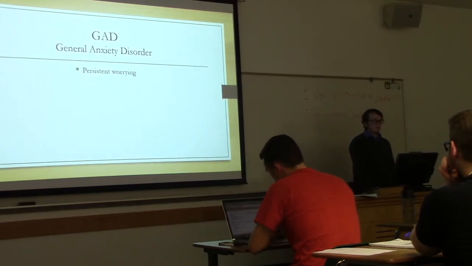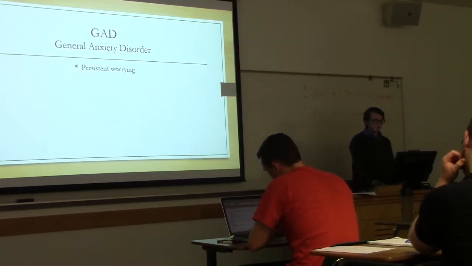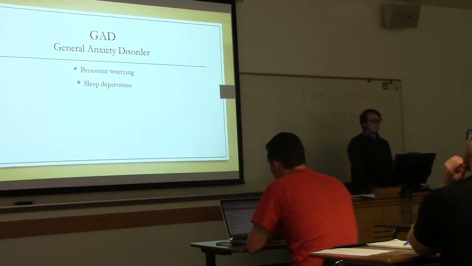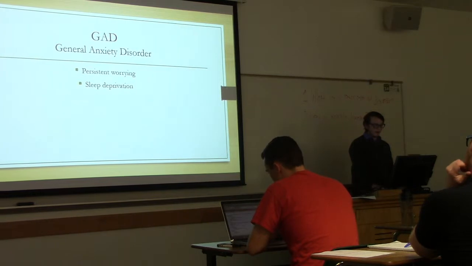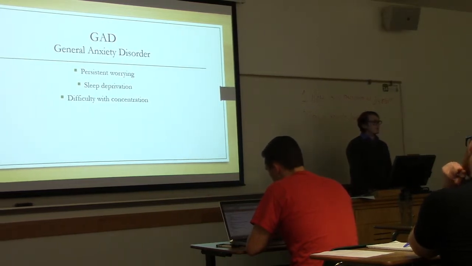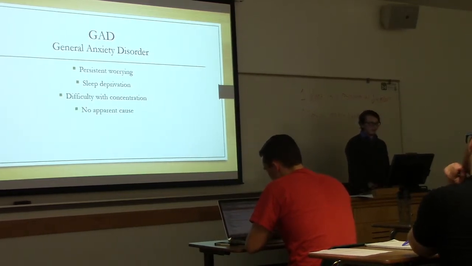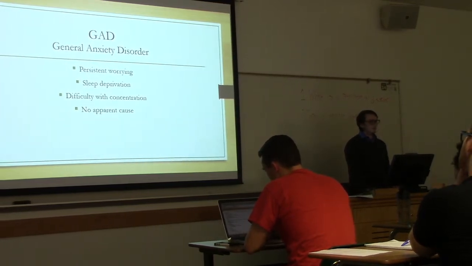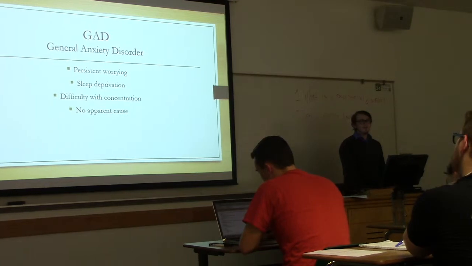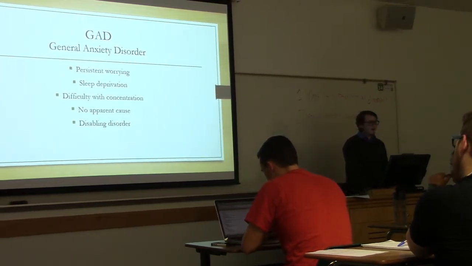So general anxiety disorder, the symptoms are persistent worrying, sleep deprivation, which is caused by not being able to stop thinking about the things that you're worrying about, and difficulty with concentration, which is caused by the same thing. And there's not really an apparent cause for general anxiety disorder. They just kind of worry about everything in their lives. And it can be disabling.